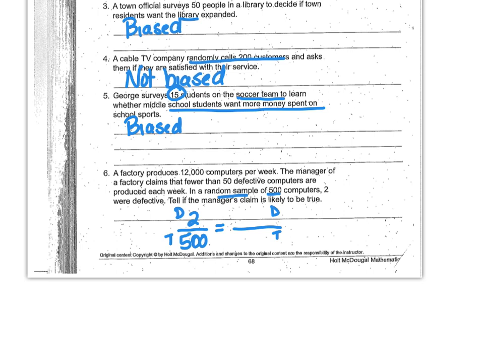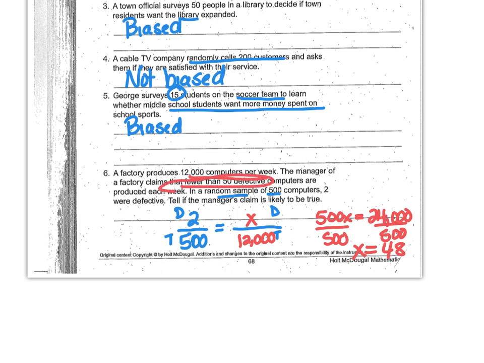Well, it says here that there are 1,200 computers per week, so that's the total. So we're going to find out how many were defective. And when you do all your cross products, you get 500x equals 24,000, divided by 500, and you get 48. So there are going to be 48 defective computers. The manager claims that there are fewer than 50. Is she right? Yep.